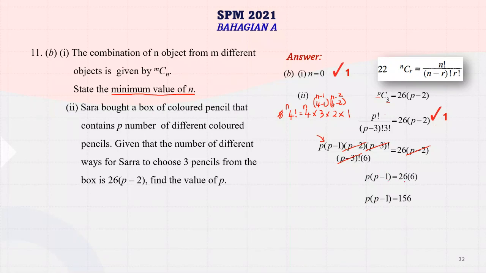P minus 1 is equals to 26.6. So kita simplify. At the end, you akan dapat, tukarkan kepada kuadratik. So you're going to have two values. One is negative, one is positive. So kita ambil positive. Why? Because of P kan, number of pencils tu cannot be negative value. Okay, so akan dapat P is equals to 13. Next question.